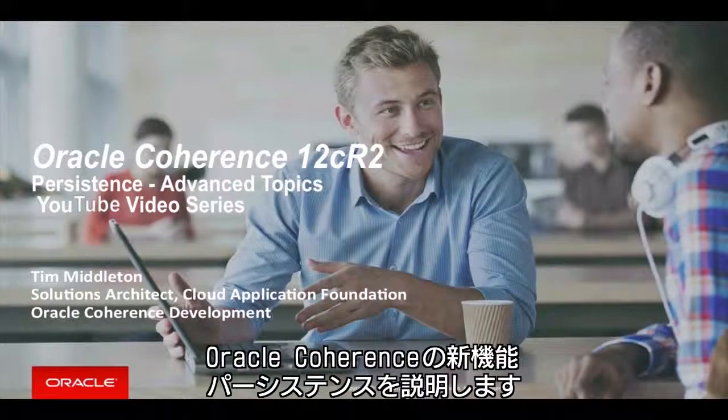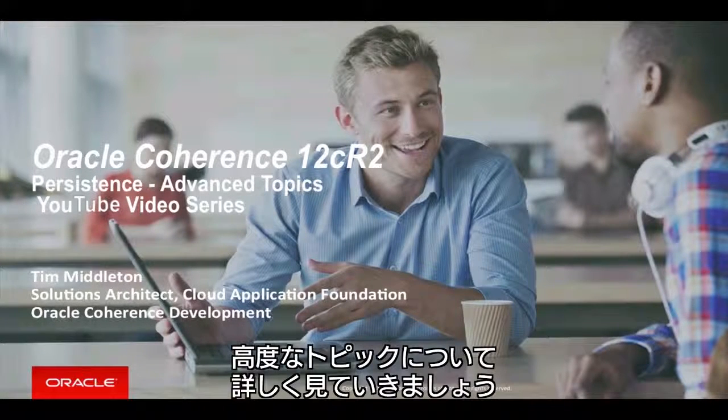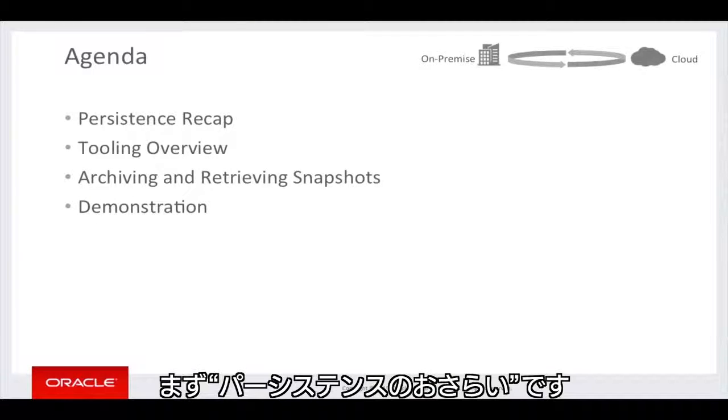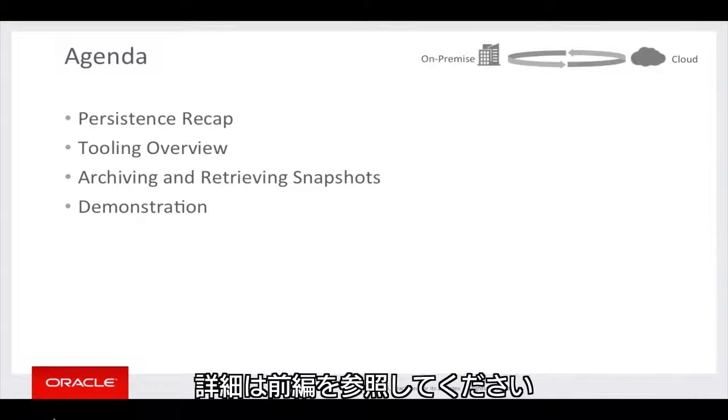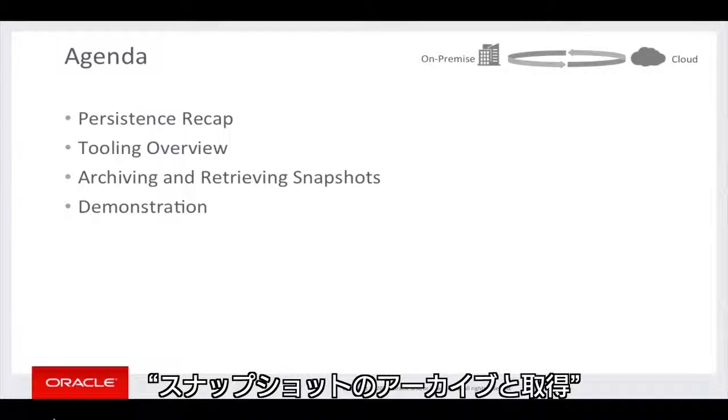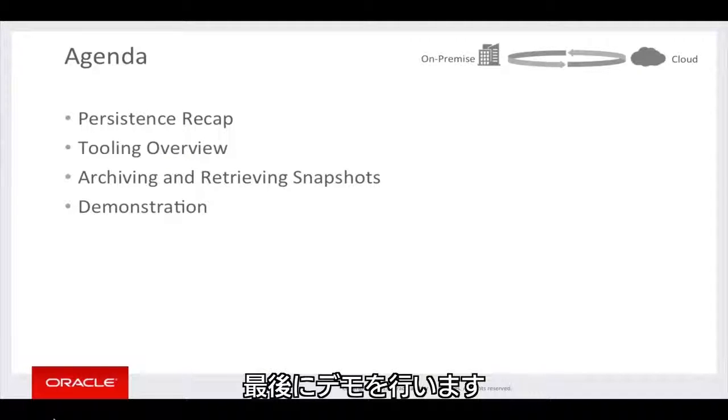Welcome to the second screencast in this series where we talk about a new feature in Coherence called persistence. In this screencast we're going to go into more detail with some advanced topics. Firstly, we'll go through a persistence recap, and if you haven't seen the first screencast, please refer to that for more detail. Then we'll have a look at a tooling overview. We'll look at archiving and retrieving snapshots, and then a demonstration.